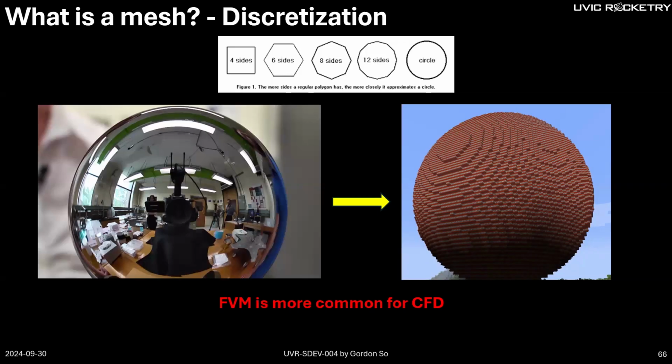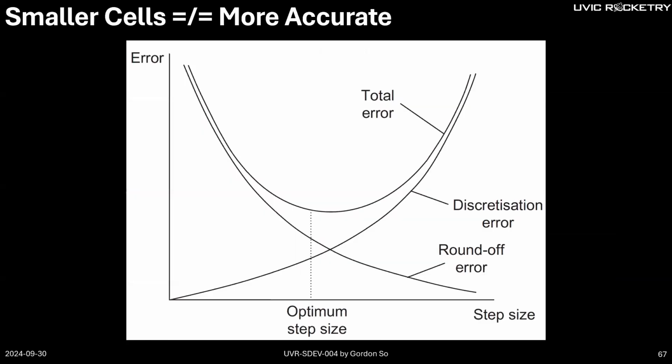So again, if you remember, the finite volume method is something that is more common for CFD. And you may ask, do smaller cells mean we're closer to real life? Like in Minecraft, if you create an infinitely big TNT sphere for some reason, from far enough it looks exactly like a perfect sphere. But smaller cells don't mean more accurate.